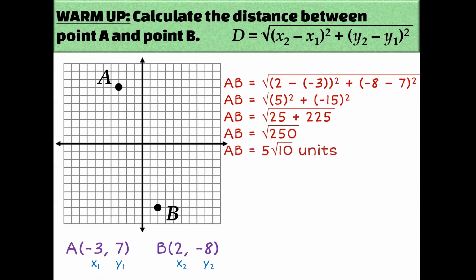As a radical, if you're asked for an exact answer, that would be 5√10. Remember back to your Algebra 1 radical skills for a little bit. Or if you would prefer to use a decimal approximation, it would be approximately 15.8 units away.